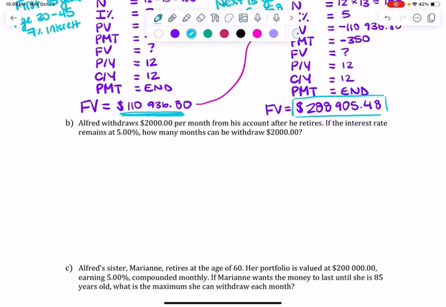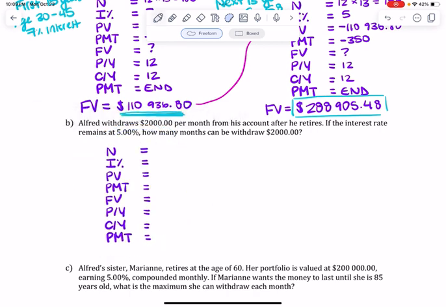Okay. So, at this point, Alfred has $288,905.48 in his bank account. That money is still earning interest and he is leaving it there. He is now no longer investing money every single month because after he's retired, he's not making money every month. The money that he's going to be spending comes from this account. And from this account, he's going to take out $2,000 every single month.